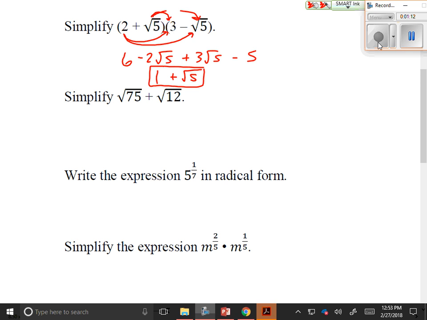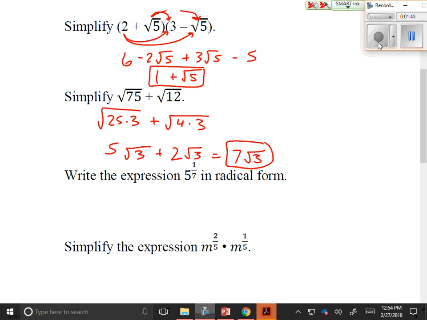On the next one, we have square root of 75, which is a 25 times 3. We're going to try to pull out perfect square factors. And then 12 is a 4 times 3. 25 can be brought outside the radical as its root, a 5. Same thing with 4, can be brought outside the radical as a 2. So you end up with 7 square roots of 3, since they both have a square root of 3.